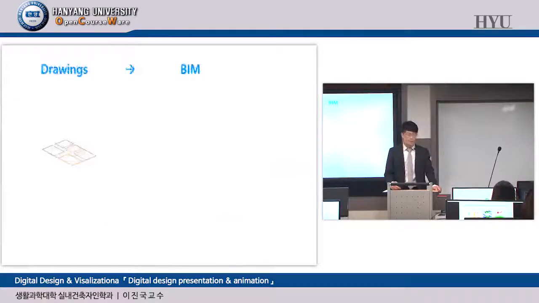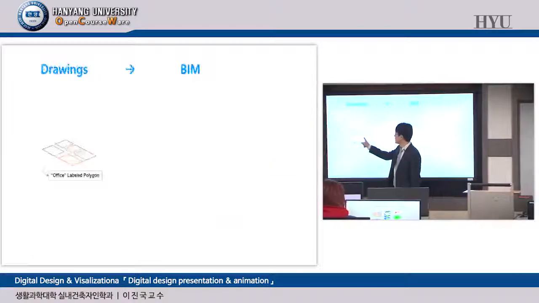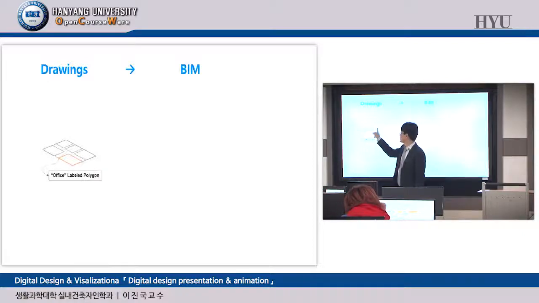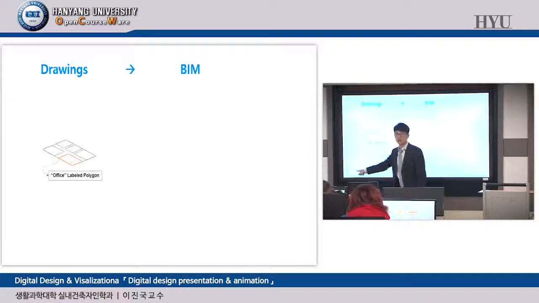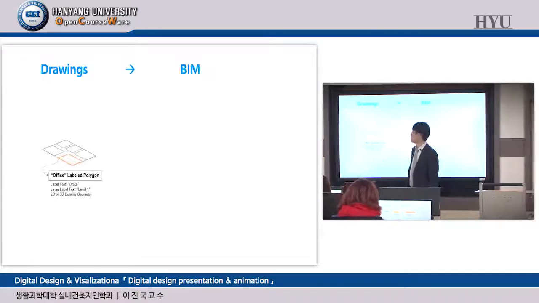So what does that mean? In a drawing, there is a rectangle shape labeled office. So you can find out, okay, this is the office space in this floor plan. But this is a symbol, not equivalent to the real-world building. In an AutoCAD floor plan, it has label text, a layer name. Sometimes it's 3D, but it's still dummy geometry.